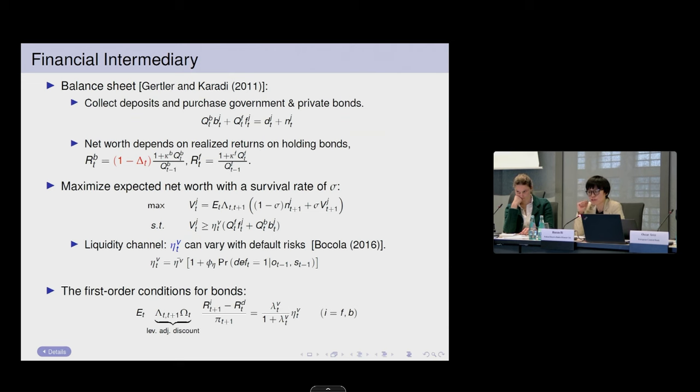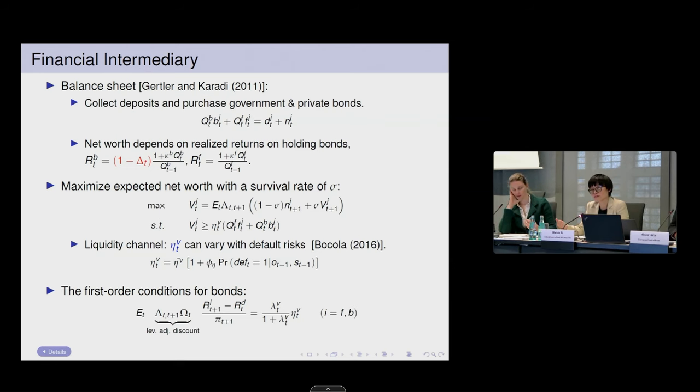So first, they face a balance sheet constraint, in the sense that at every period, they're going to collect the deposit D_t from the household, and then they're going to purchase government and private debt, B_t and F_t, at their market value, and then they can also accumulate net worth. So the net worth is going to depend on the realized return on holding those assets. So when the government is going to default and take a haircut, that's going to be reflected in the net worth of the bank. And that's going to have implications for the bank dynamics here.